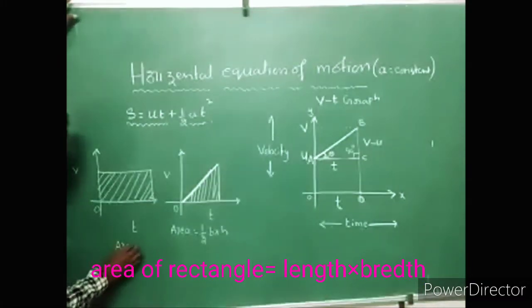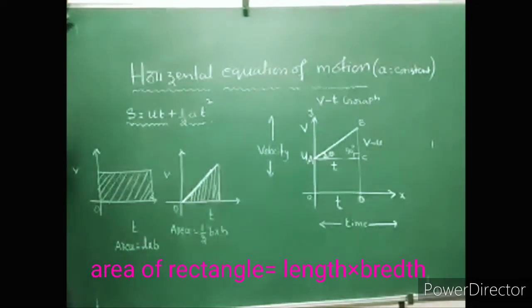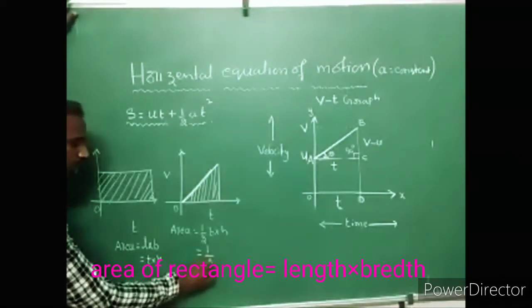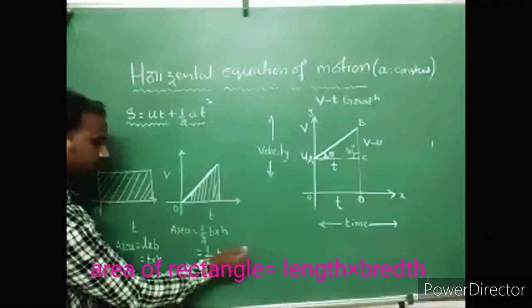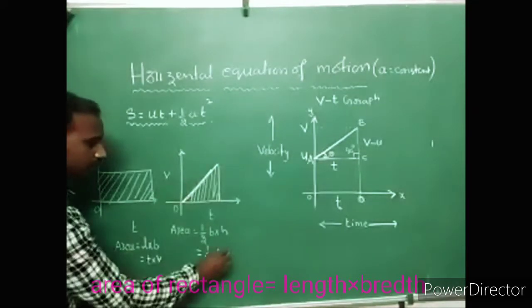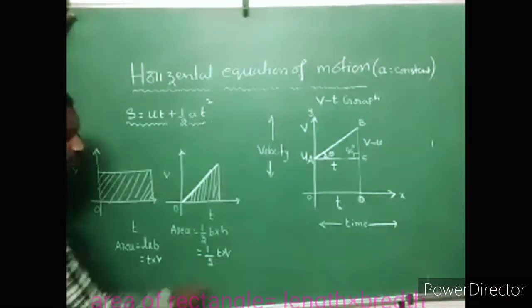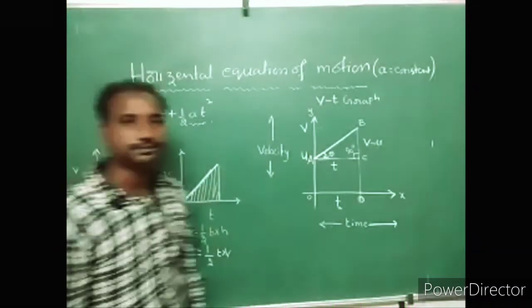Here, the formula for the area of a rectangle is length into breadth. Yes or no? So here, length value is T, breadth value is V. Here the base value represents time, and the height value represents velocity. Understood? Velocity into time is nothing but displacement.